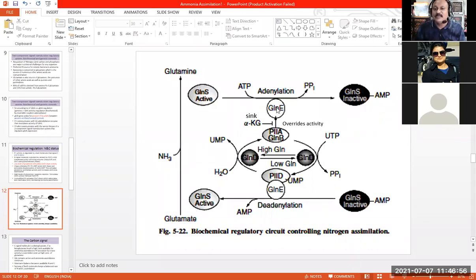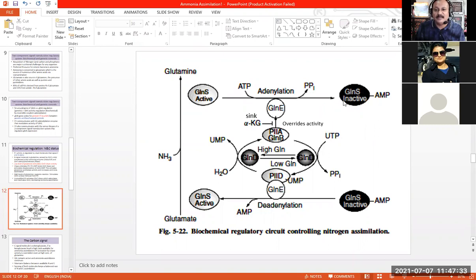How different is it? Once this GLNE is activated in the other way, this protein will now carry out the adenylation reaction instead of deadenylation as earlier. As I told you, the enzymes are able to carry out both reactions, forward and backward. So now this enzyme is going to carry out adenylation in the presence of ATP. The active glutamine synthetase molecule, in the presence of ATP, will be converted by covalent modification into an inactive form.